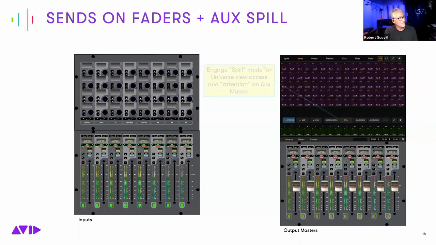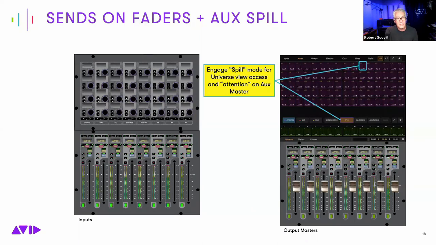You have a couple choices here. You could go to the universe screen and engage spill. And once you do that, any tile that you touch that is an aux master is going to spill out in front of you. And I just want to really drive home how important this is, to be able to do this from the universe screen. On the universe screen on S6L, you can see all 96 mixes sitting in front of you. And if you want to see the inputs that are on in any one of those mixes, it's a two-button push. It's push spill and then touch the aux, and it's going to spill out in front of you.